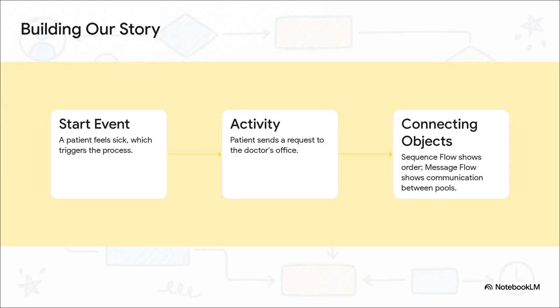So let's build a quick little story. It all starts with an event. A patient feels sick. That then triggers an activity. They send a request to the doctor's office. Now look at the lines connecting them. That solid arrow, that's a sequence flow. And it just shows the order of the steps. The dashed arrow is called a message flow, and it shows communication between different people. In this case, between the patient and the doctor's office.